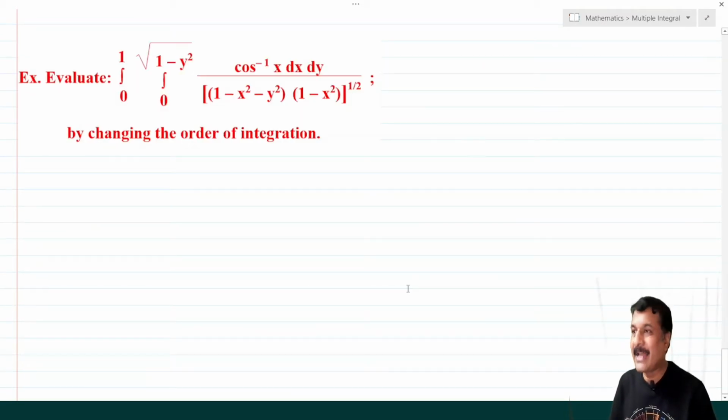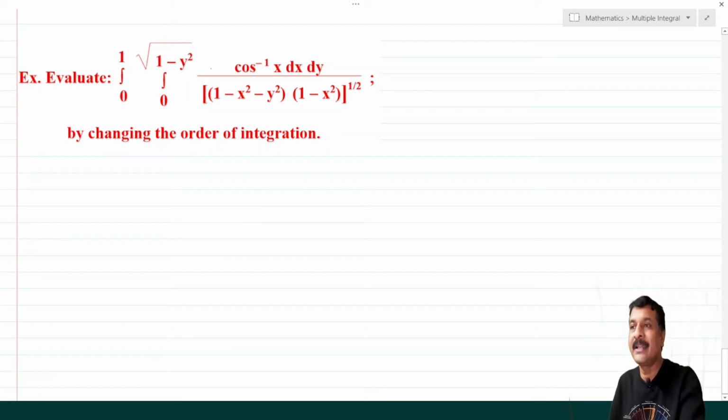So next example: evaluate integration 0 to 1, inner integration 0 to under root of 1 minus y square, cos inverse x dx dy upon 1 minus x square minus y square into 1 minus x square whole raised to half, by changing the order of integration. So here the example contains changing the order of integration. It means that it is necessary to change the order of integration. But again you check, can we evaluate directly also?